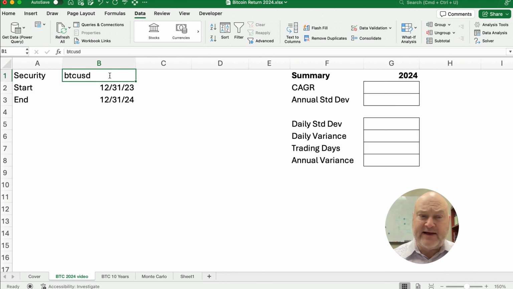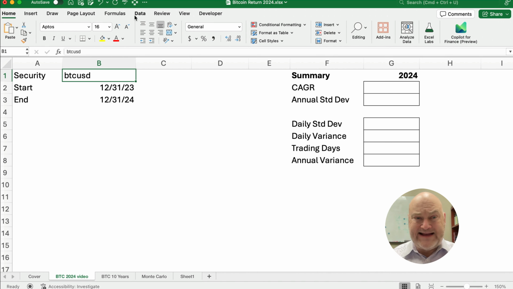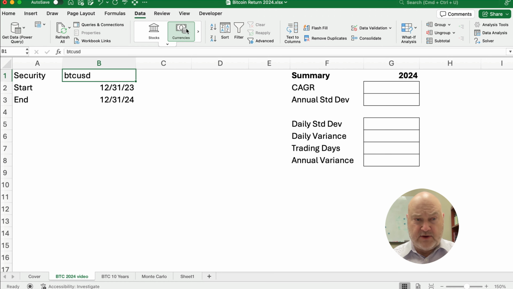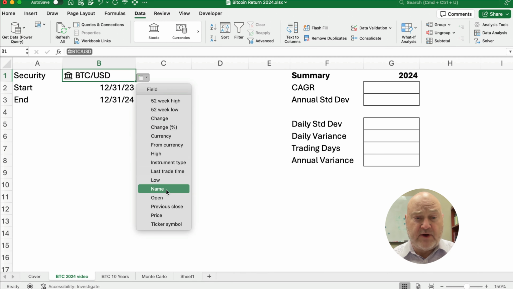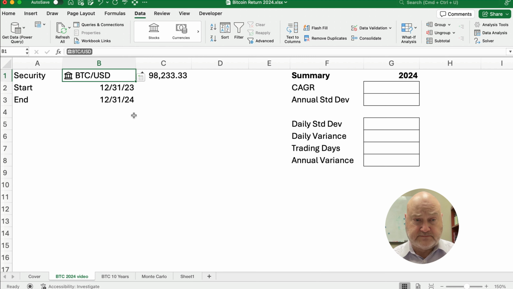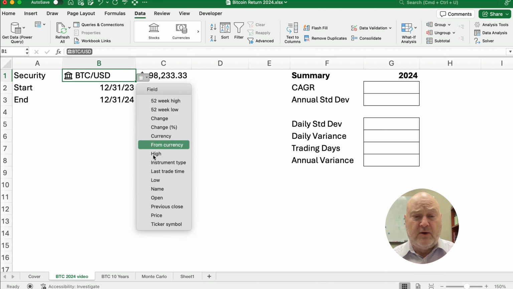You might not know, but Excel can do this. So if you might be on the home ribbon, go to the data ribbon, and go to currencies. So it recognizes this as a currency. And we're going to say, hey, what is the price? And then also, what is the last trade time?